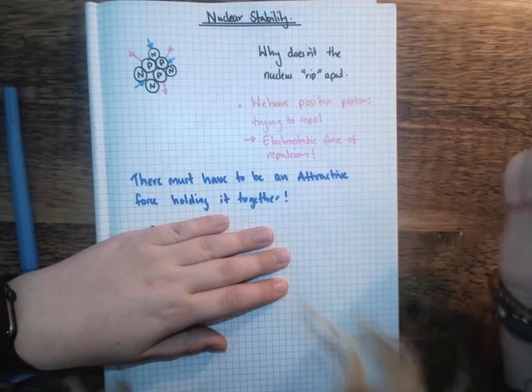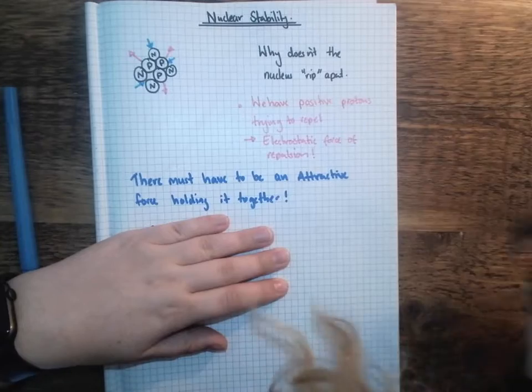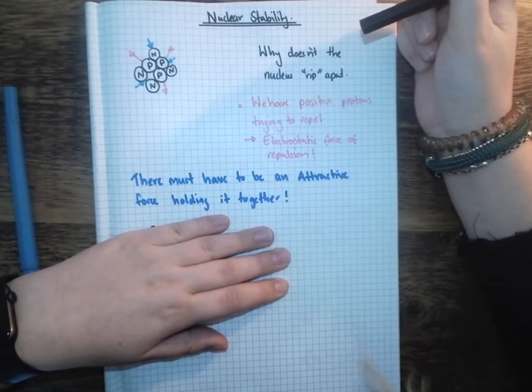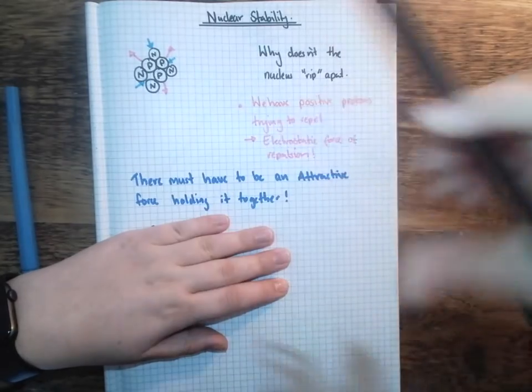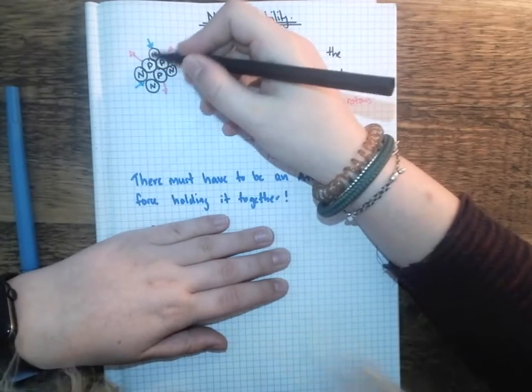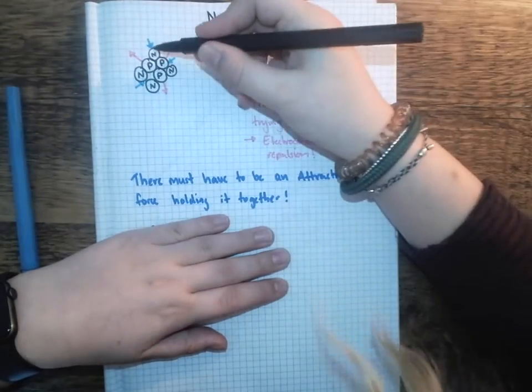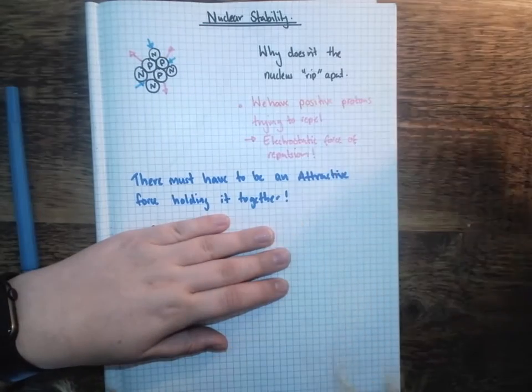Okay, so this next video is on nuclear stability. So we're talking about why the nucleus is stable. So we have to start thinking about what is inside of it. So we start thinking about the nucleus, we have neutrons and protons. Now neutrons have no charge and protons have a positive charge.